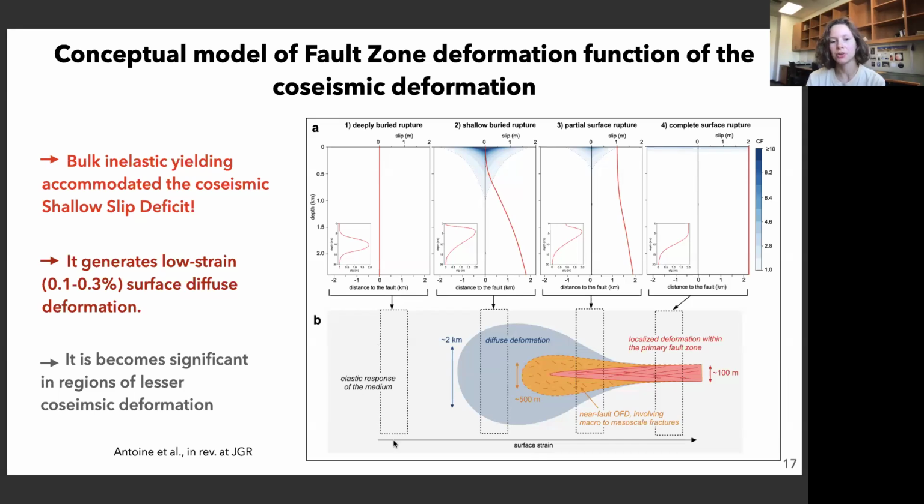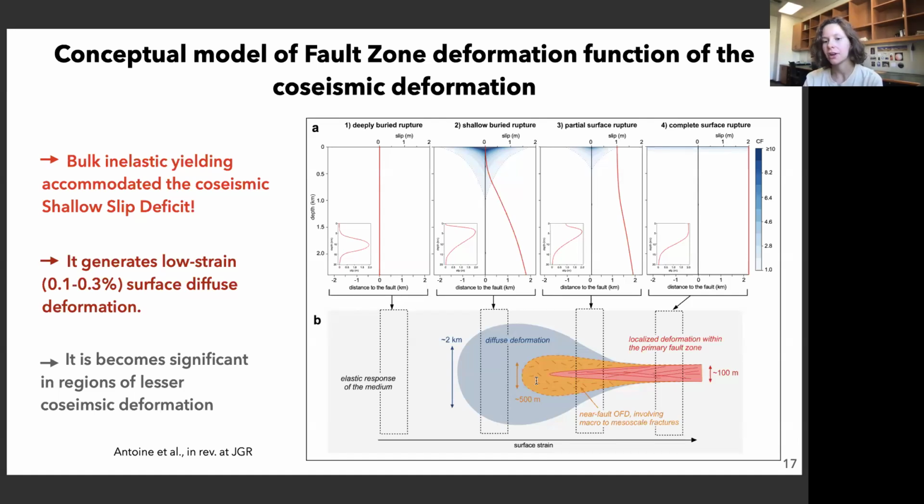So basically, in the places where you have the lowest surface strain and the rupture is buried at very, very large depth, you will have just an elastic response of the medium. And this is everywhere around the actual rupture zone. Then, if you increase the surface strain on the shallow folds, you increase the shallow slip and you increase the surface strain in the bulk, you start having diffuse deformation. So what we have inferred as potentially elastoplastic bulk yielding.